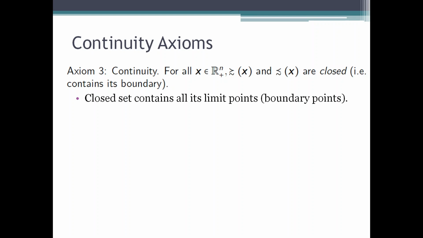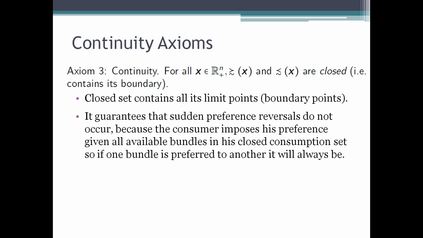What does this relate to? How does this relate to the concept of continuity? This is simply to guarantee that sudden preference reversals do not occur, because the consumer imposes his preference given all available bundles in his closed consumption set. So if one bundle is preferred to another, it remains the same forever.